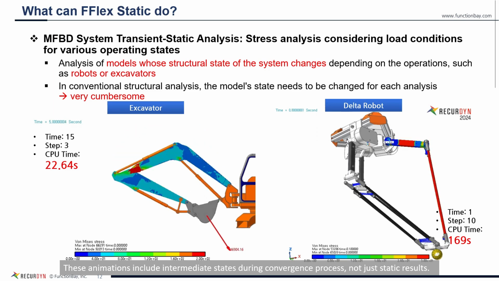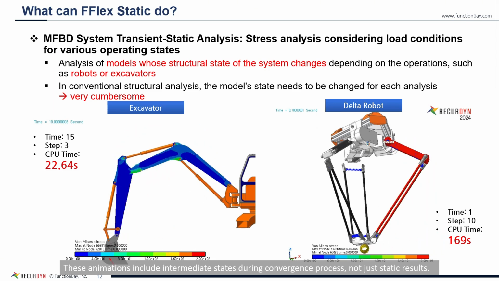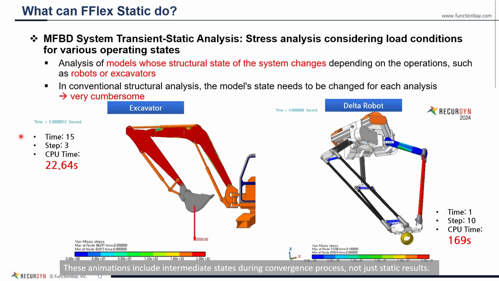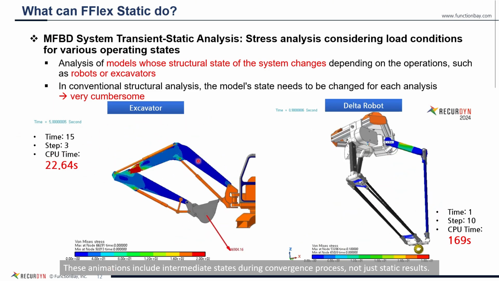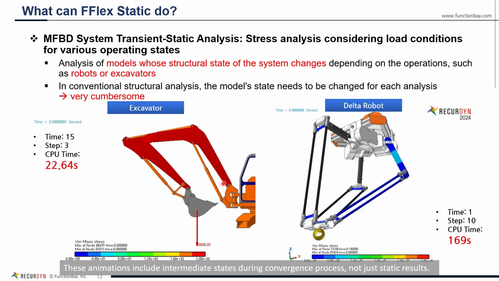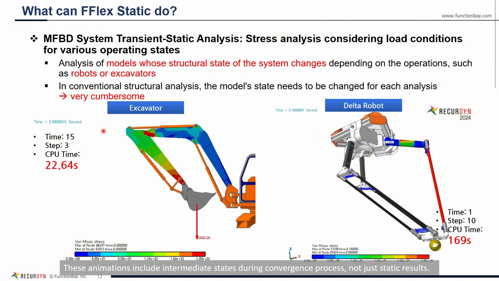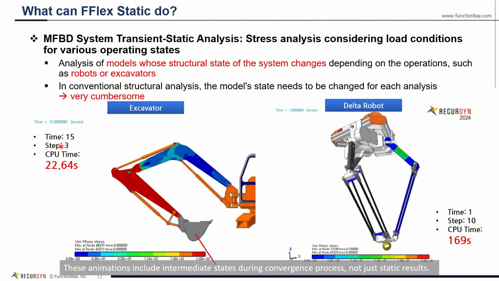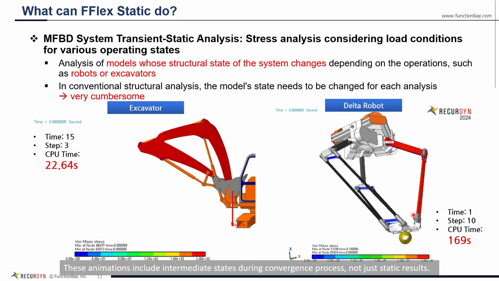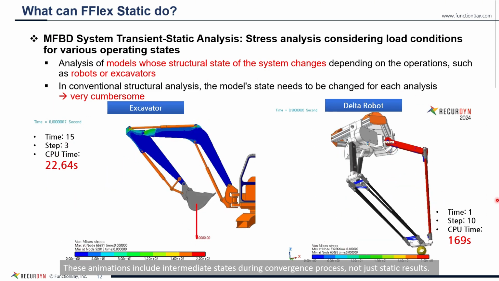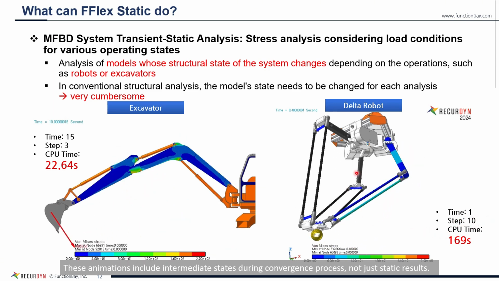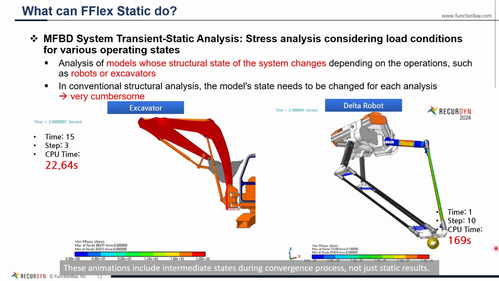The results of 3 transient steps can be obtained from the excavator model. From this one, however, the animation includes intermediate states during the convergence process, which is why a large number of steps are displayed here. The number of steps used for this static analysis is just 3. The same applies to the delta robot animation. Although static results for 10 steps are calculated, the animation includes intermediate results during the convergence process.